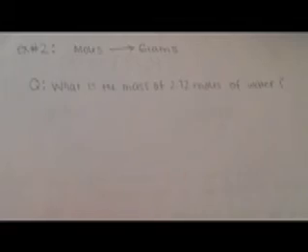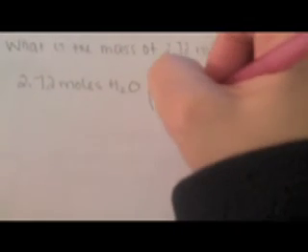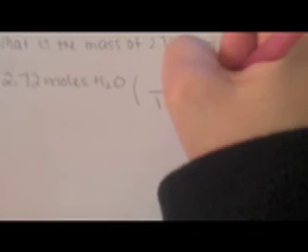So now for the second example, we're going to go from moles to grams, and our question is, what is the mass of 2.72 moles of water? So we start with our given again, which is 2.72 moles H2O. And then we set up our problem, and we have 1 mole of H2O on the bottom, and as we figured out earlier, that was equal to 18.02 grams of H2O.